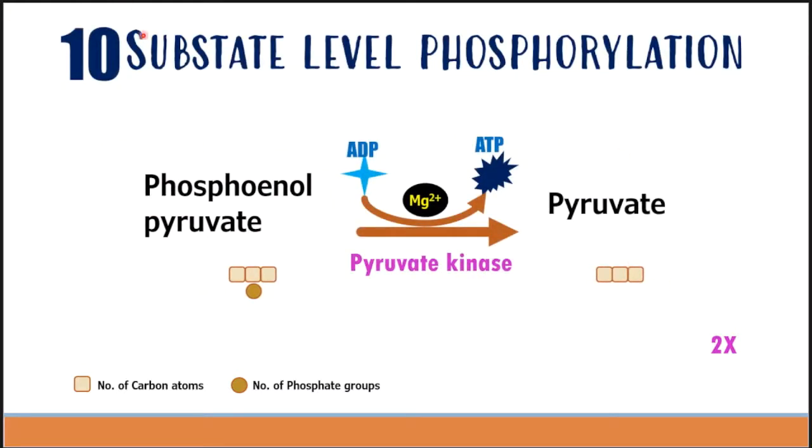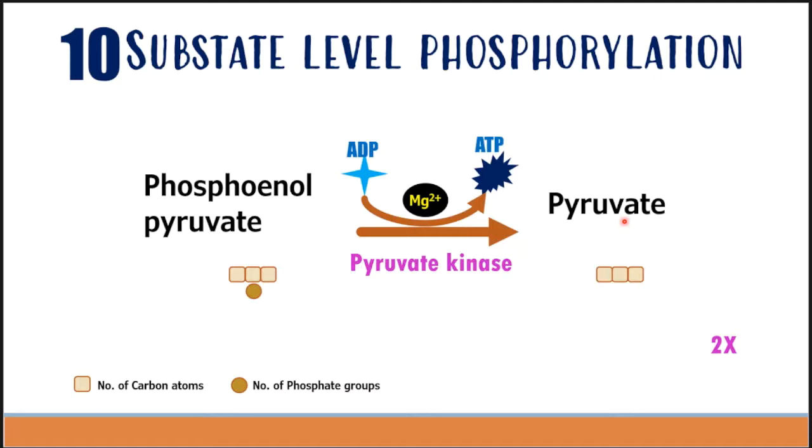That is the 10th reaction, the last reaction of the glycolysis, where phosphoenol pyruvate undergoes substrate level phosphorylation. That means the phosphate group of this phosphoenol pyruvate will get added to the ADP to produce ATP, where magnesium acts as a cofactor, and ultimately we get pyruvic acid or pyruvate, which is the final product we are expecting in the glycolysis.